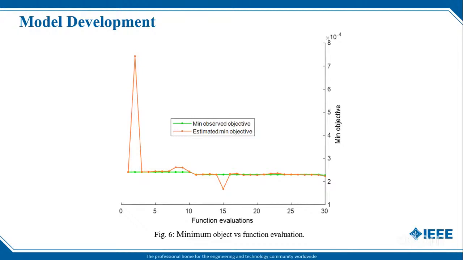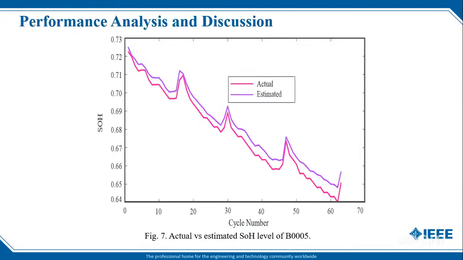Figure number 6 shows the minimal objective function evaluation for the battery B0006. The performance analysis is on our evaluation metrics, RMSE and MAE, for the variations of our model.